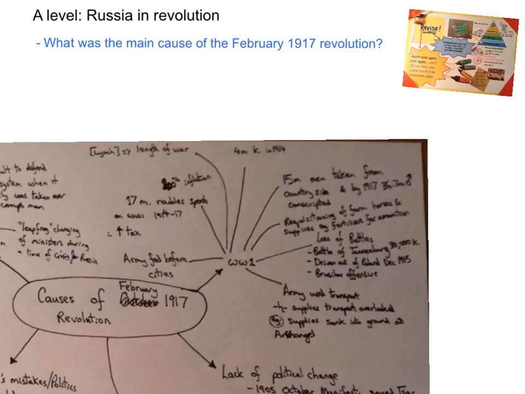So bad social conditions, loss of support of the army, and lack of food and starvation, which made it the catalyst, the environment in which it was possible for a revolution to happen. And according to Michael Lynch, potentially the most important cause of the February 1917 revolution.